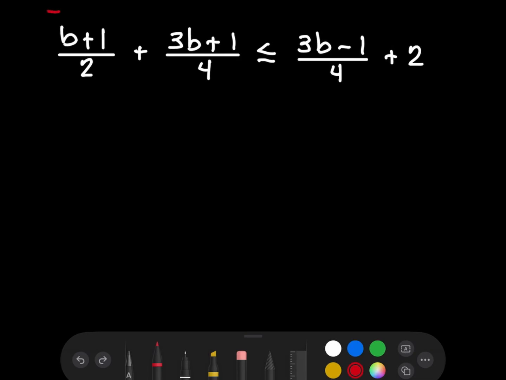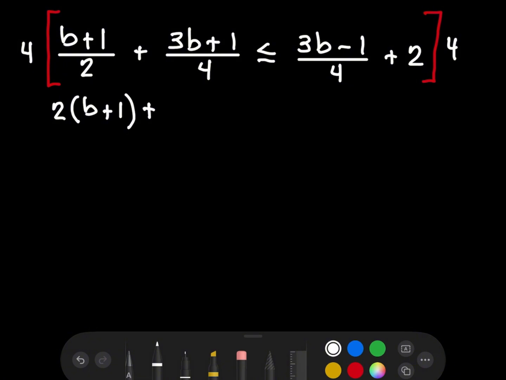So if you have this kind of problem, all you have to do is find the LCM of 4 and 2 and multiply the whole equation by that LCM, which is 4. So 4 divided by 2 is 2. Then multiply it to the quantity b plus 1. And then plus 4 divided by 4 is 1.